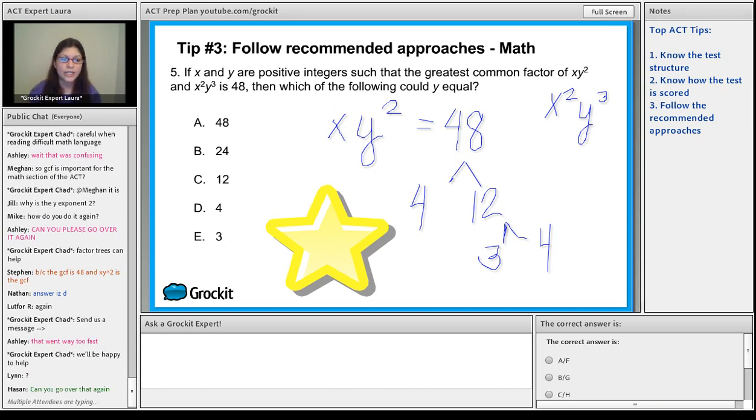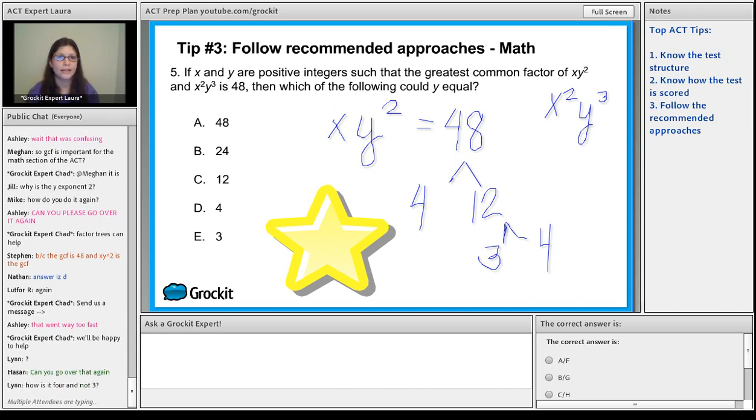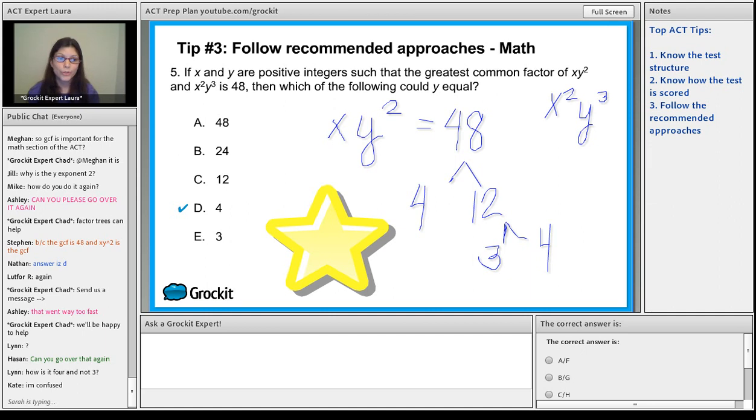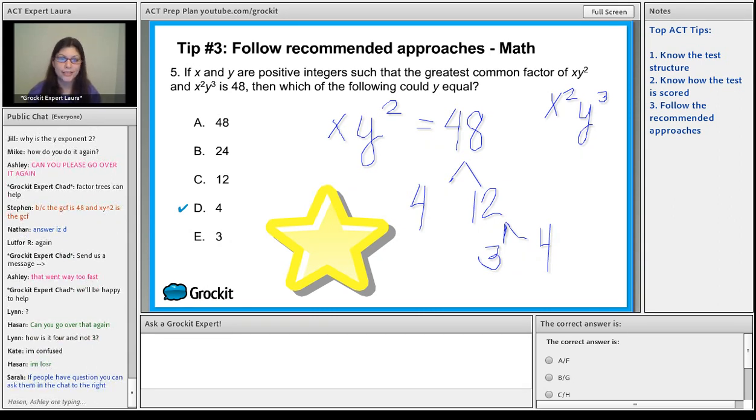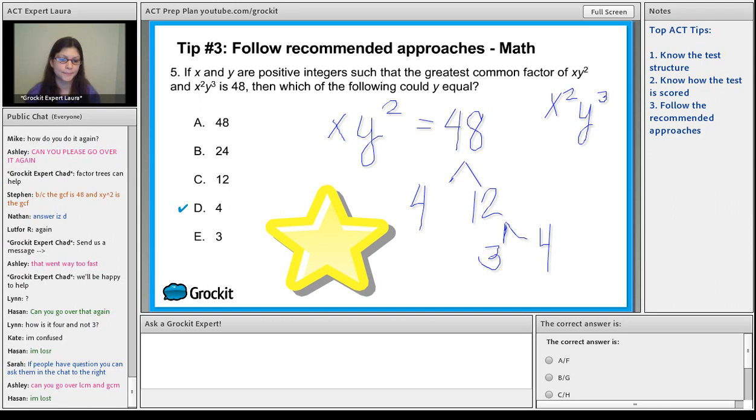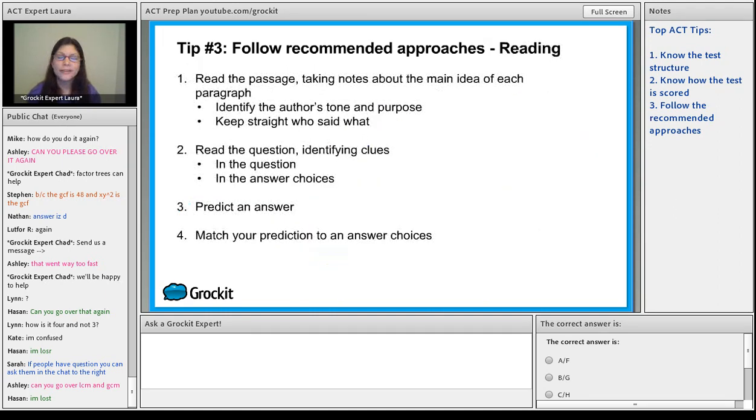So for this particular answer, we know it has to be 4 based on the pattern that we saw. We don't have to be greatest common factor experts. We don't have to be math experts. We do want to be ACT experts. It has to be 4 and not 3 because they're looking for y. There are 2 y's. There's only 1x. And we have a video that goes over LCM and GCM. Don't worry. We have just about everything you could possibly think of.